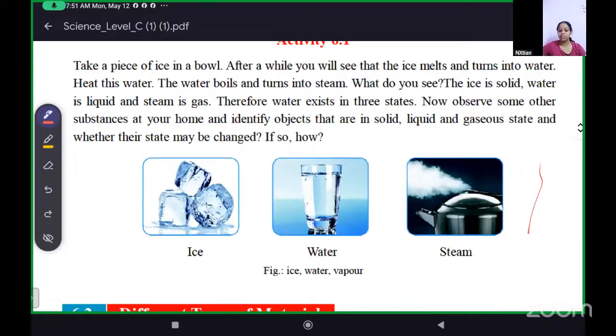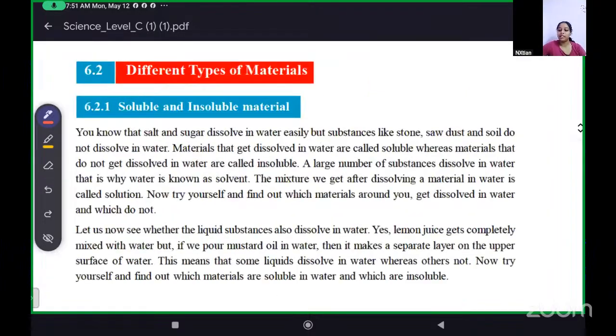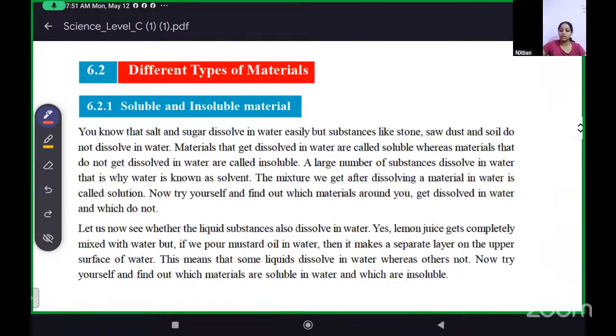Then we saw about soluble and insoluble materials. There is some material, or some components, elements, that can be dissolved in a liquid. Those are known as soluble. And there are some other materials that cannot be dissolved in a liquid, that cannot be soluble in a liquid. Those are known as insoluble material.